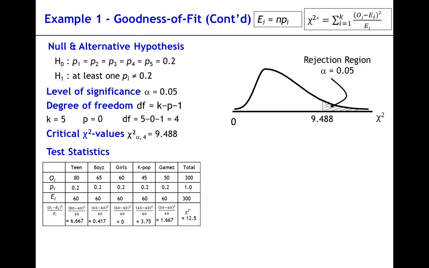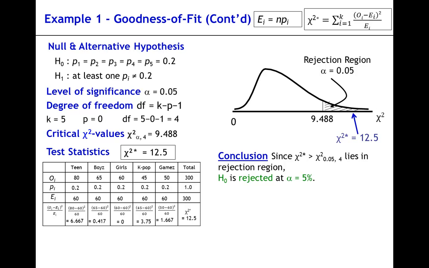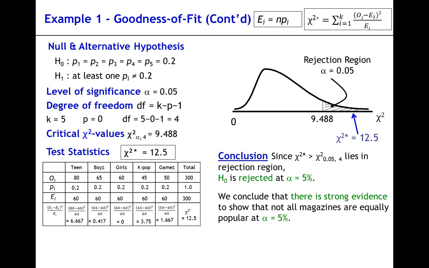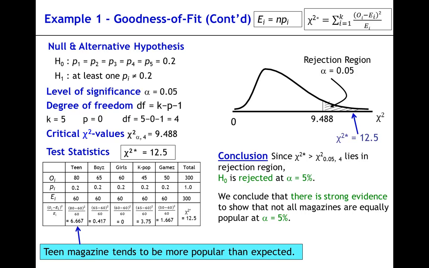So we have found the test statistic chi-square star to be equal to 12.5, which is somewhere around here. Since it lies in the rejection region, H0 is rejected at alpha equal to 0.05. And we conclude that there's strong evidence to show that not all magazines are equally popular at 5% significance level. In fact, based on our table, we can see that teen magazine tends to be more popular than expected.